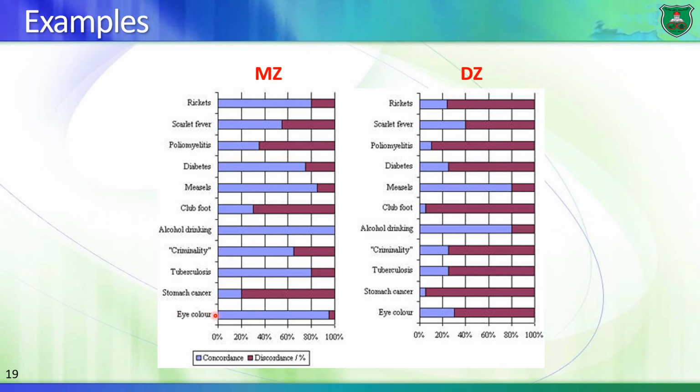Stomach cancer. Okay, if one is affected, then there's a 20% chance that the other is affected in monozygotic twins. How about dizygotic twins? It's about 5%. So this indicates that there is a genetic contribution. Okay. You can look at eye color as well. If one has a certain eye color, there's a 95% chance that the other one would also have the same eye color. Okay. Versus dizygotic twins, it's much less, which means that there is again a genetic contribution.